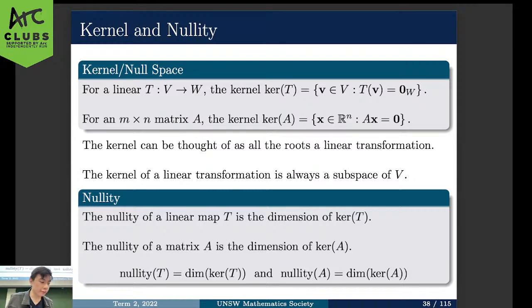And something else is that the kernel is always a subspace of V, and then we have nullity. Nullity is the dimension of the kernel, and it's written as the nullity of the transformation T or the nullity of A. The kernel uses the notation Ker, so it's Ker T or Ker A.